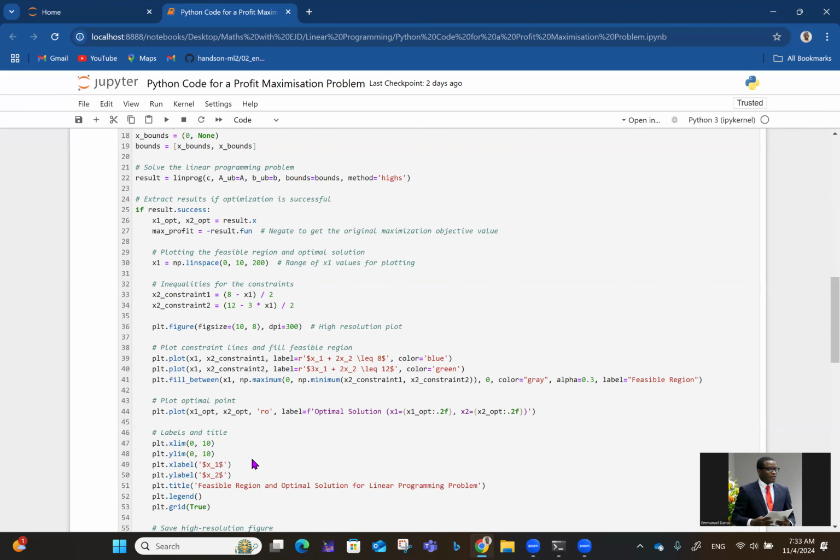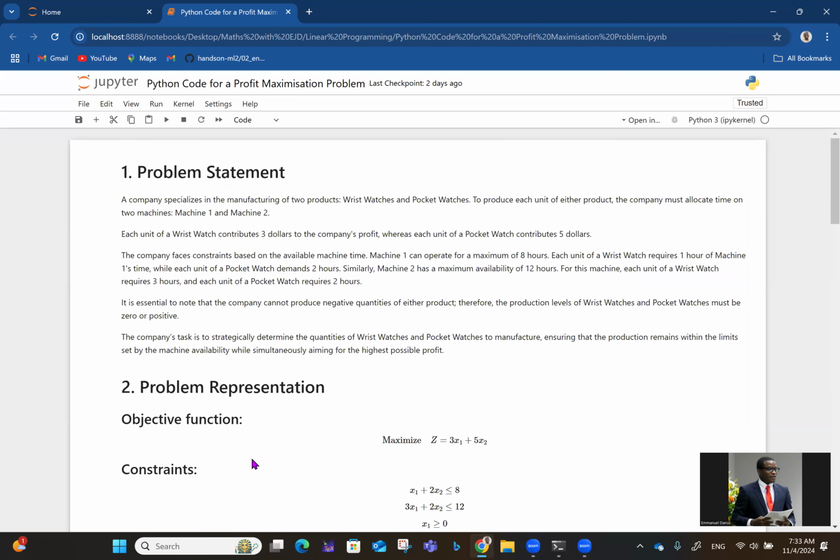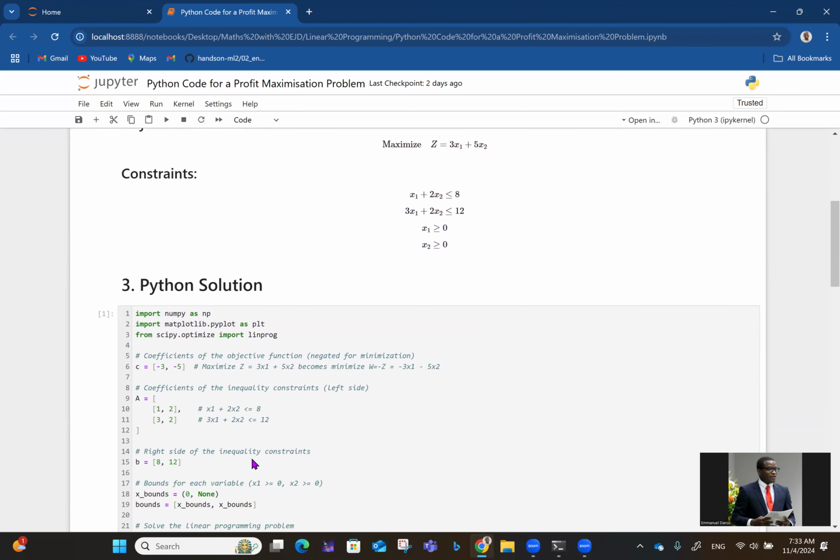Interestingly, I think in the first or second video on linear programming, I also told you that there's a specific Python library for linear programming, but we can also use scipy.optimize, which we have used here. So if there's a reason to ever use that, we'll come across it as we progress in this linear programming journey.